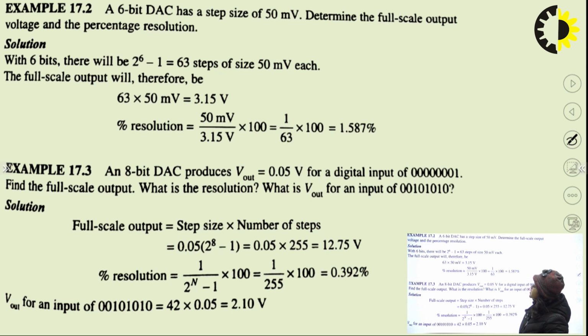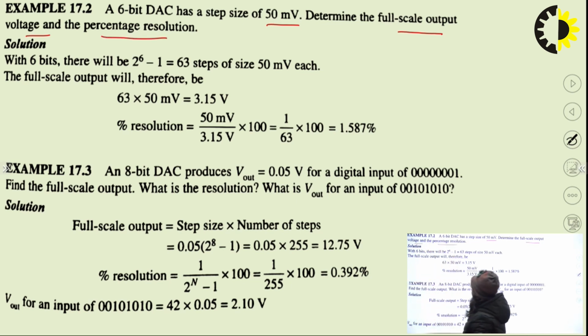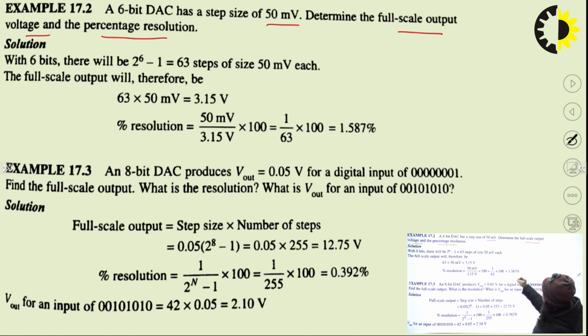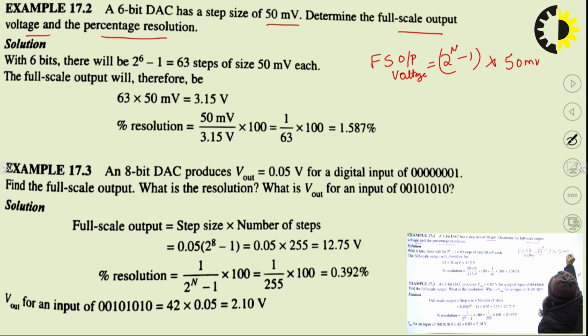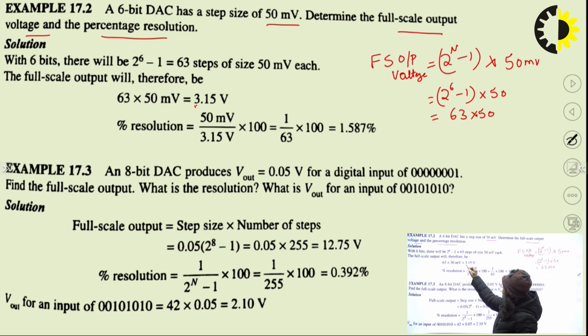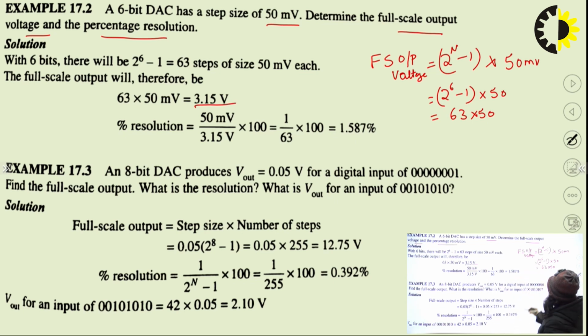Now, we take one example of a 6-bit DAC having a step size of 50 millivolt, and we have to find out the full scale output voltage and percentage resolution. For a 6-bit DAC, the full scale output voltage will be total number of steps, that is 2 to the power n minus 1, into value of one step, that is 50 millivolt. That is 2 to the power 6 minus 1 into 50, 2 to the power 6, that is 64, minus 1.